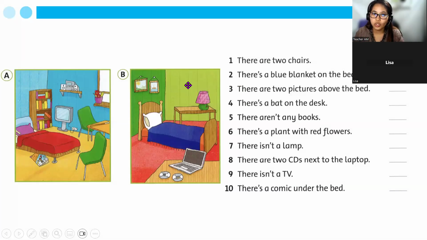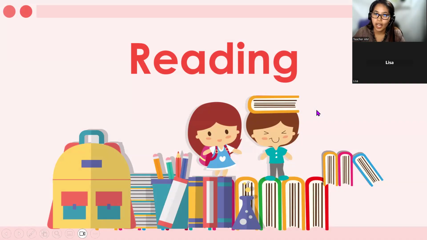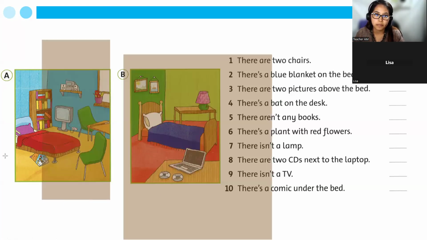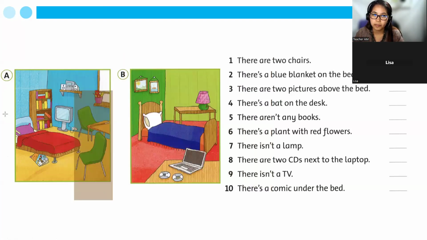Okay, so all you have to do is to look and read the sentences, then you tell me which picture the sentence is describing. For example, there are two chairs. So which picture is that? Is that picture A or picture B? So obviously, it's picture A.